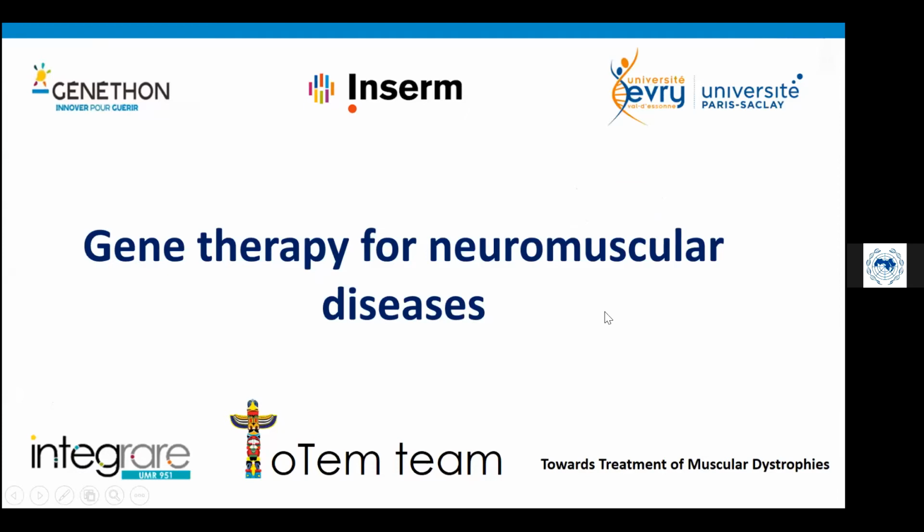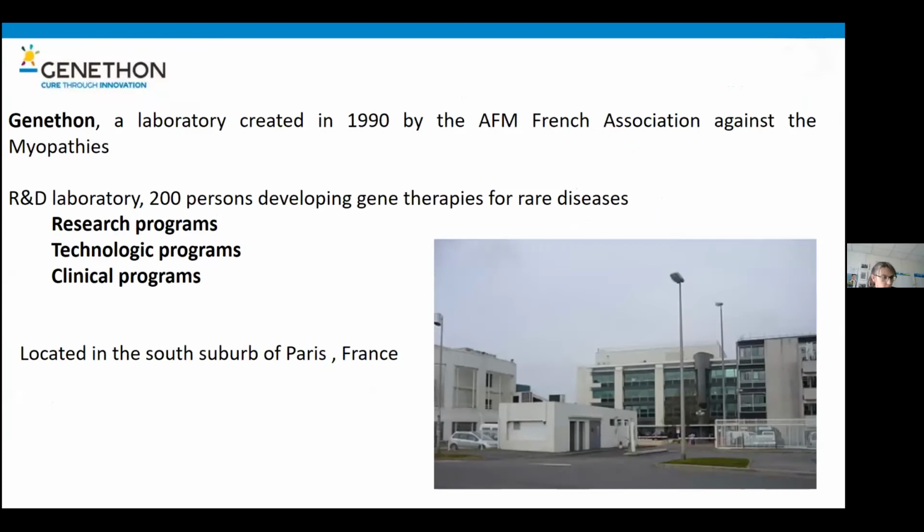we are going to enter now more application and especially of gene therapy, especially for neuromuscular disorder. So I wanted to say that I'm a researcher working in Geneton, which is a lab created by an association in myopathy. And the objective is really to develop gene therapy for rare diseases. It is located in France. And especially regarding the rare disease, we are working ourselves in the field of neuromuscular disorders.